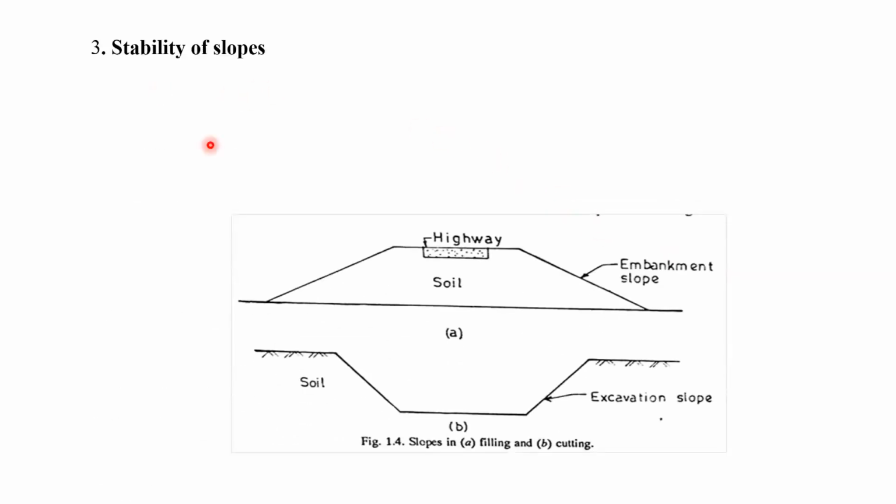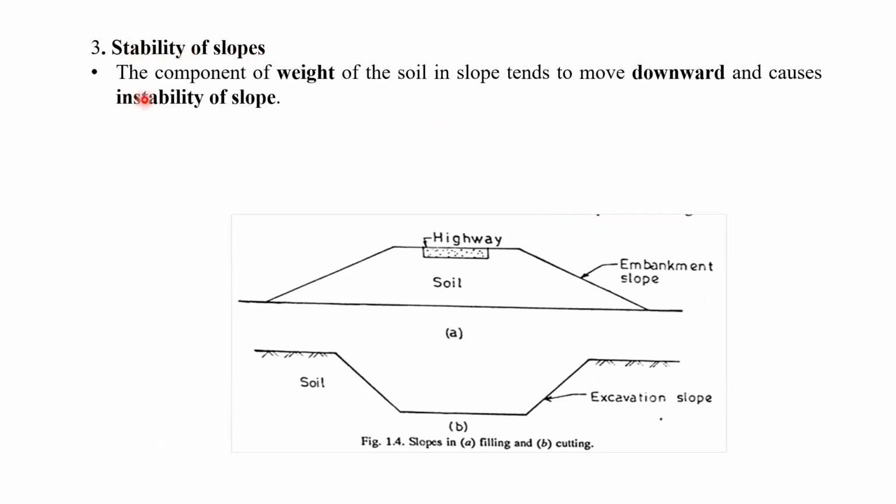So you can see the next point, stability of slopes. The components of weight of the soil in a slope tend to move downward and cause instability of the soil. As you know, we have been constructing embankments, right? For the highway, maybe for the laying of railway also. And we can also construct a canal, right? So you can see the slopes are here. Here also the slopes are available in this excavated part.